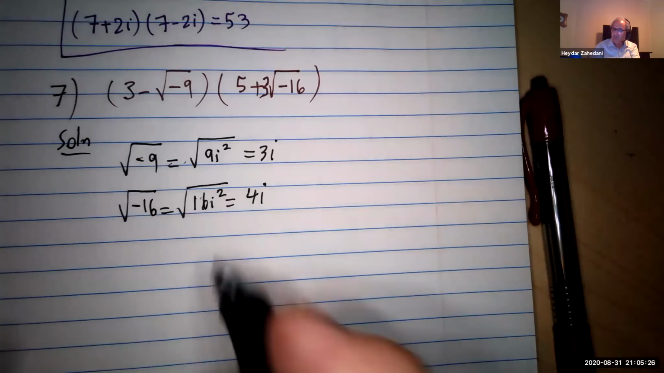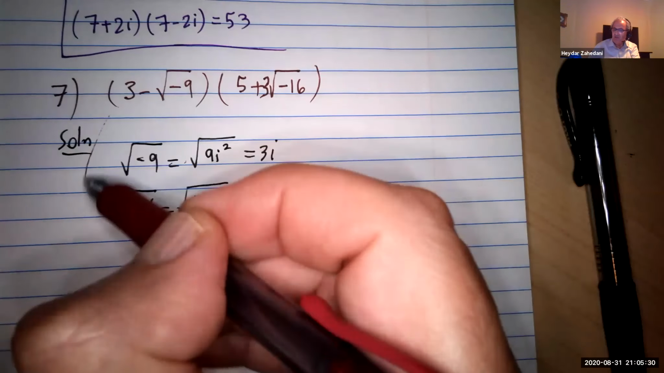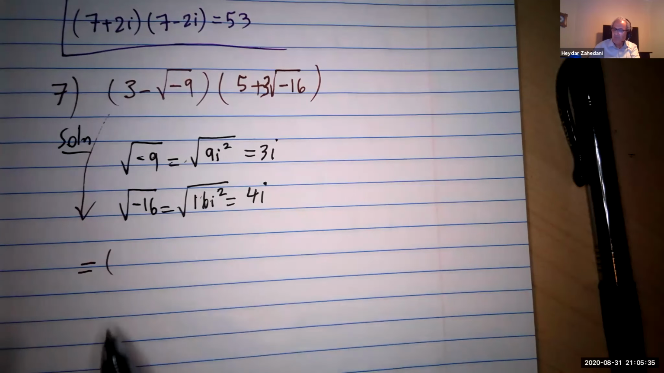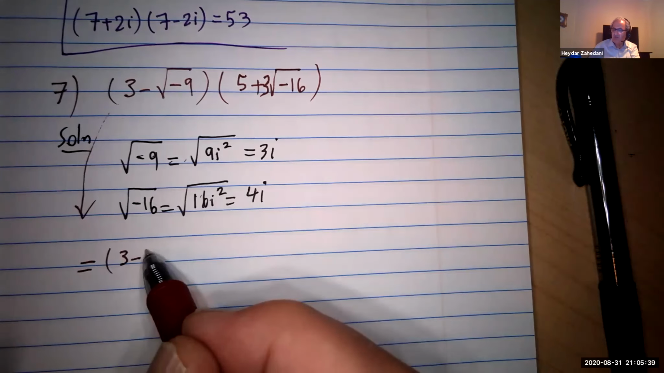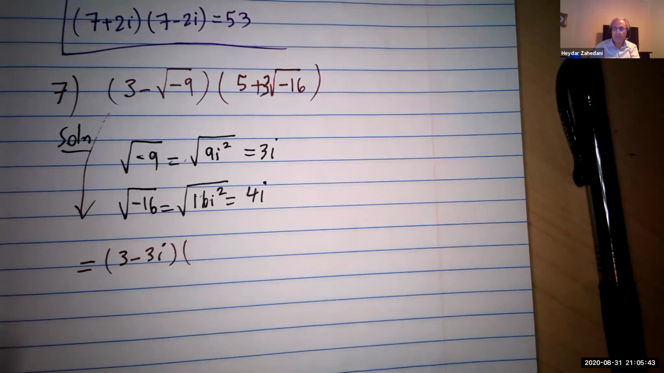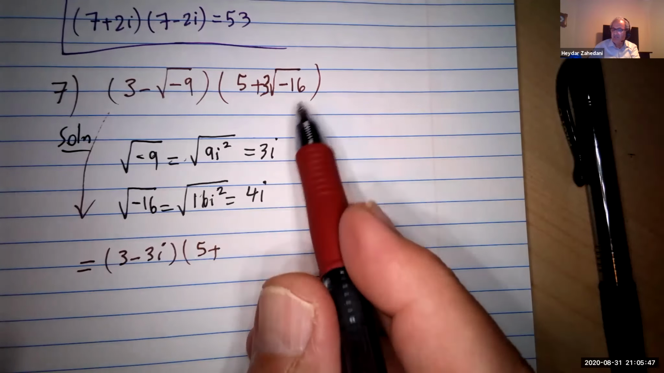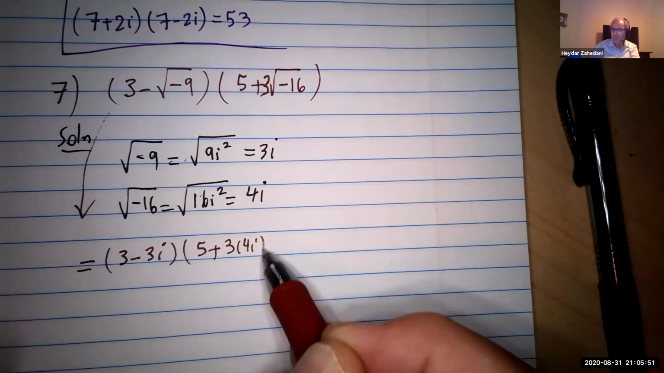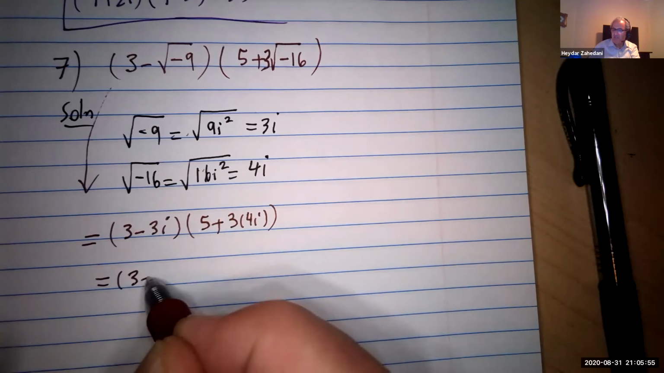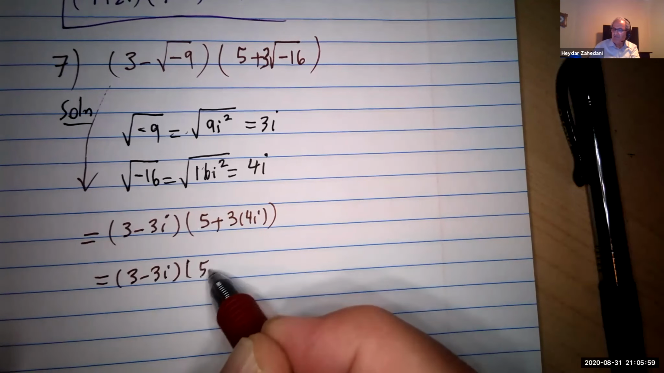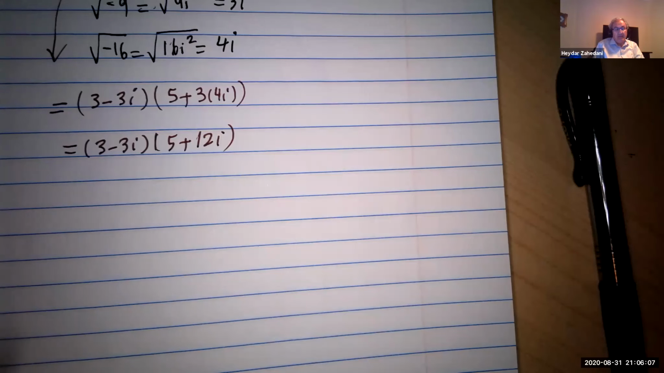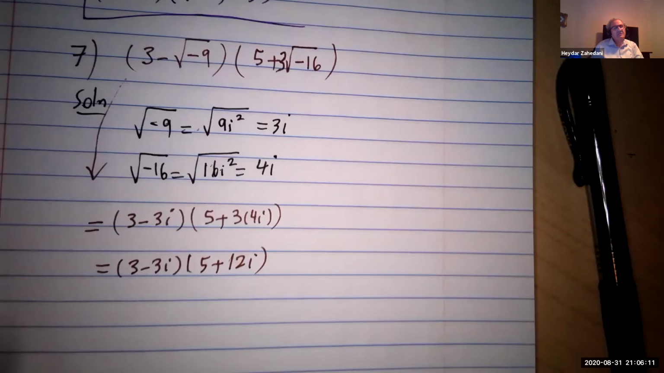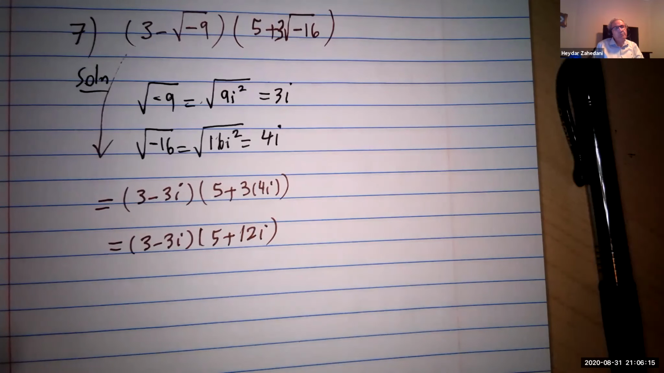So the expression that we had now changes into this format: 3 minus radical negative 9, which is 3i, times 5 plus 3 radical negative 16, which is 3 times 4i. So we have 3 minus 3i times 5 plus 12i. So we change it to the format that can be handled by the FOIL method. Any questions? These are old-fashioned mathematics, if you like, where we quickly change those radicals into complex numbers that enable us to continue the algebra.